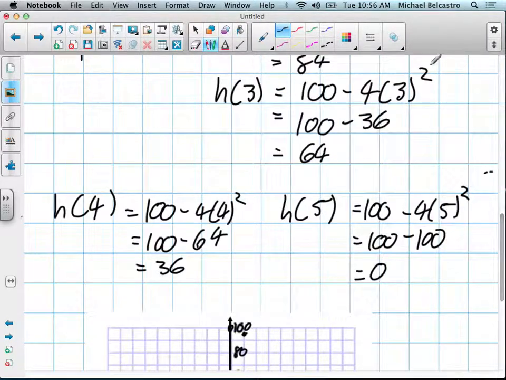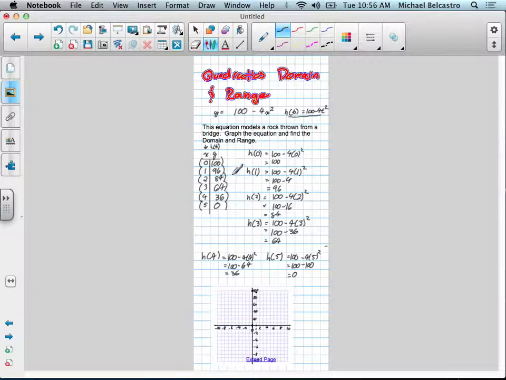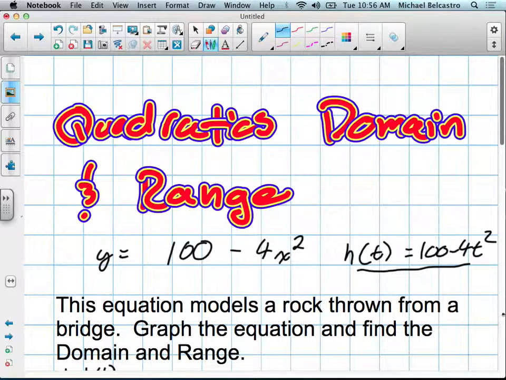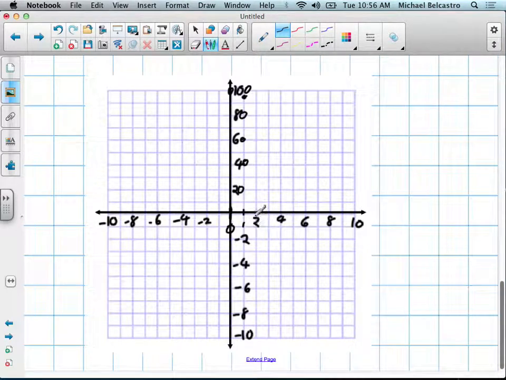After 96, I guess we should zoom out a little so we can see everything. There we go. After 96, we found 84. Oh, geez. I'm going to have to zoom in. All right. At 2 seconds, we were at 84. At 3 seconds, I think we were at 64. So the time, it's starting to speed up. It's dropping faster. 4 seconds was 36. And at 5 seconds, this had hit the ground.